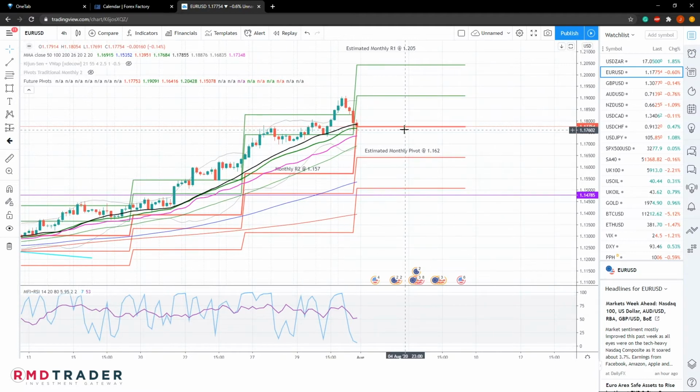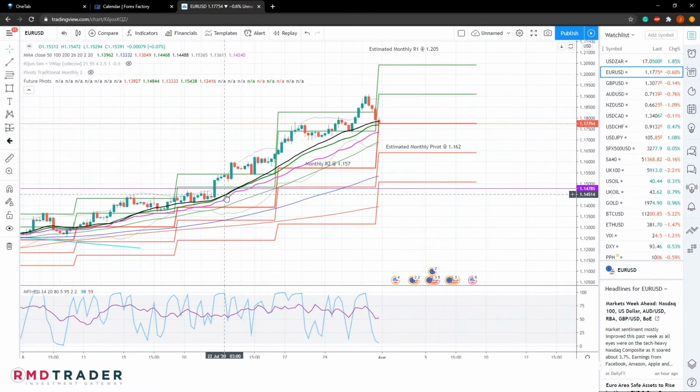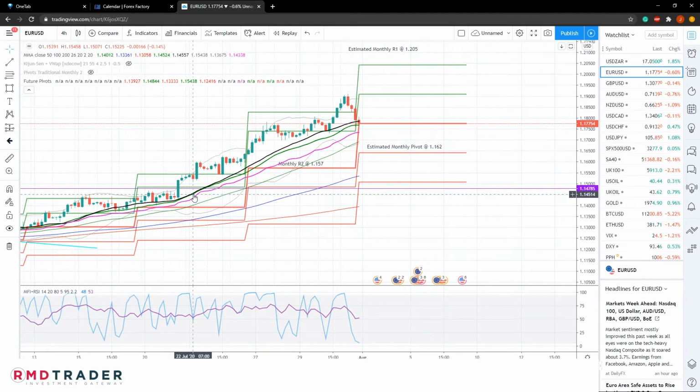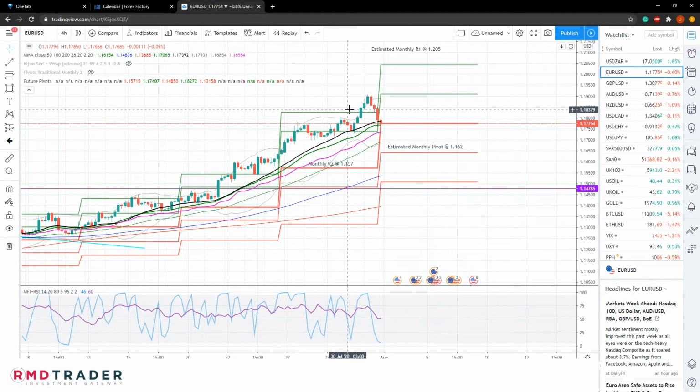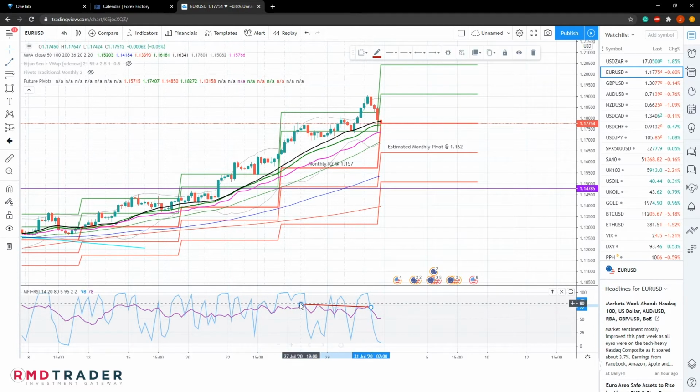But just quickly moving back to the chart, we can see that EURUSD is still in a bearish trend, and momentum has been quite strong over the last week. However, I do want to point out that we have some bearish divergence. If we look at the MFI, that's the money flow index, we can see that we are no longer making higher highs on the MFI.